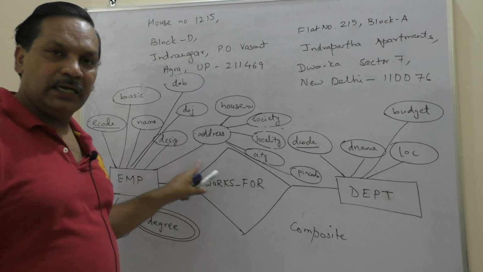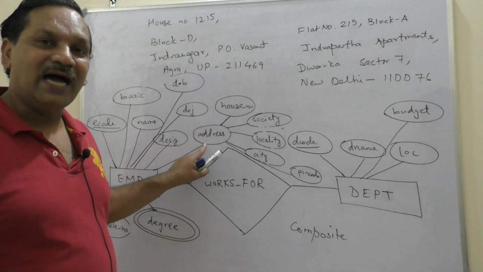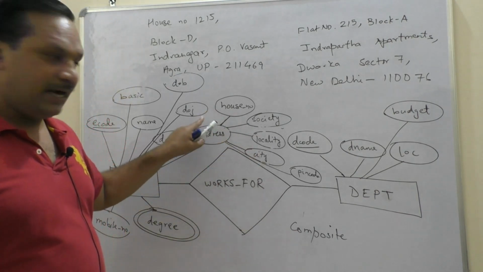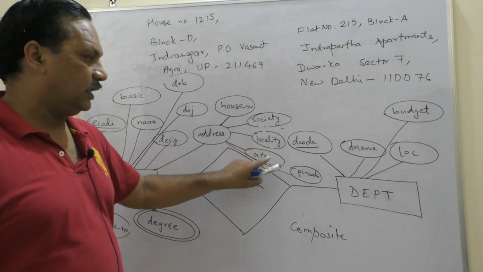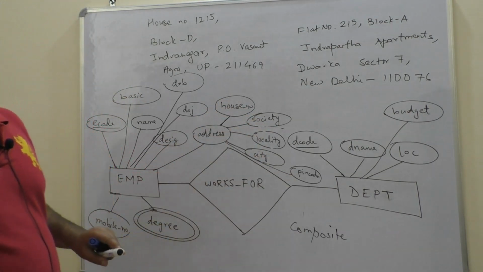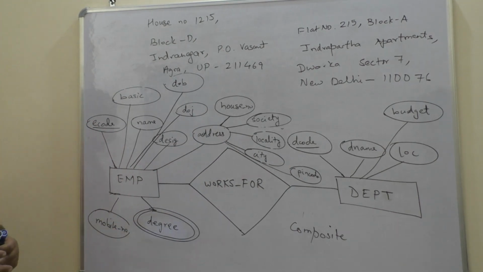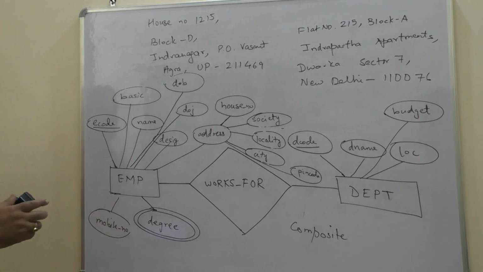What is this example? Again I'm revising. What is this? Example of a composite attribute, because address consists of house number, society, locality, city, pin code. I hope you are getting it. This is what? Example of a multi-valued attribute. Are you getting my point? So these are again clear.